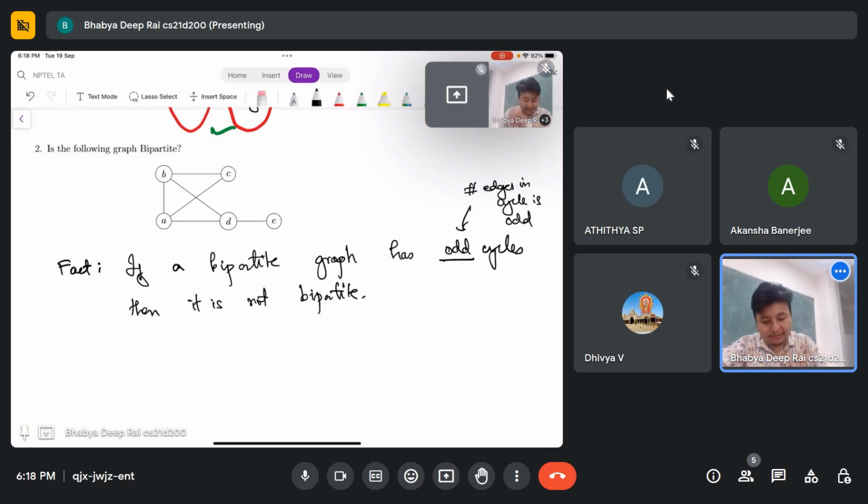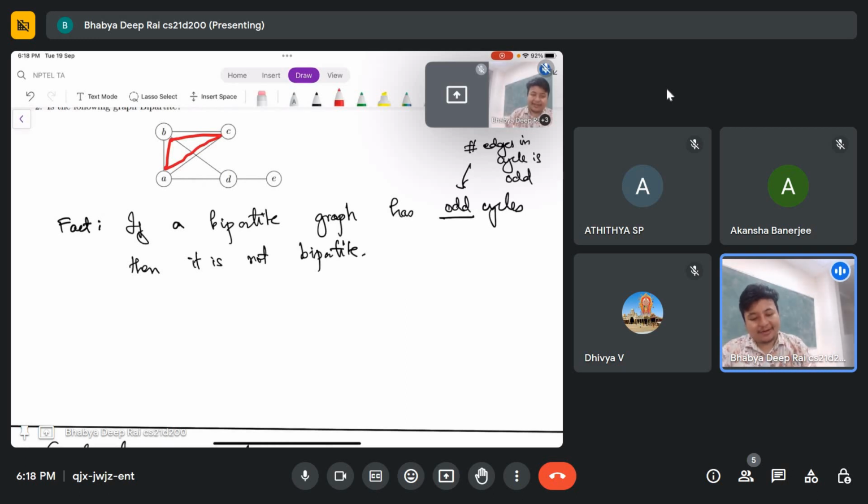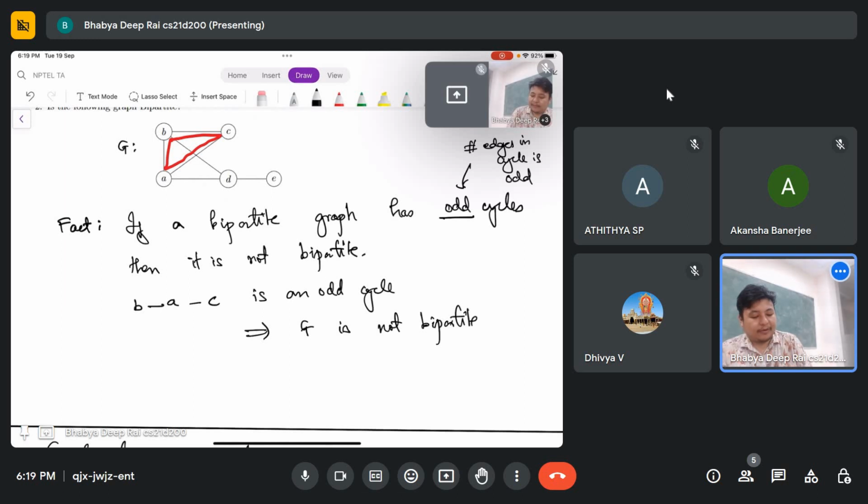Okay. Now, why? Because look at this graph: B to A to C, B to C. This is an odd cycle. There are three edges there, which is odd. 3 is an odd number. So B to A to C is an odd cycle, which means, let's call this graph G, G is not bipartite. Okay.